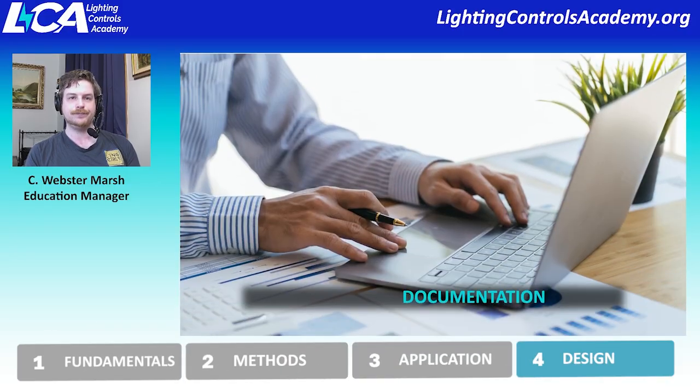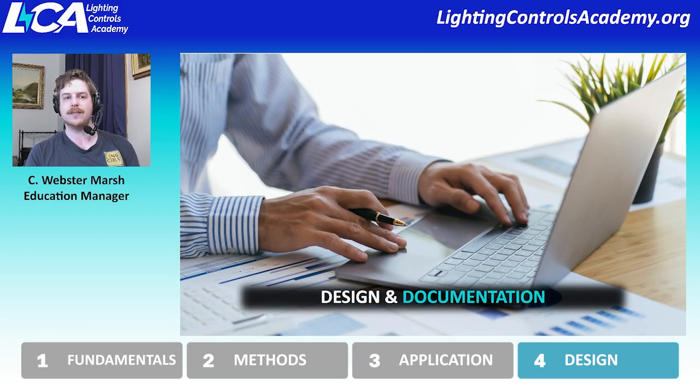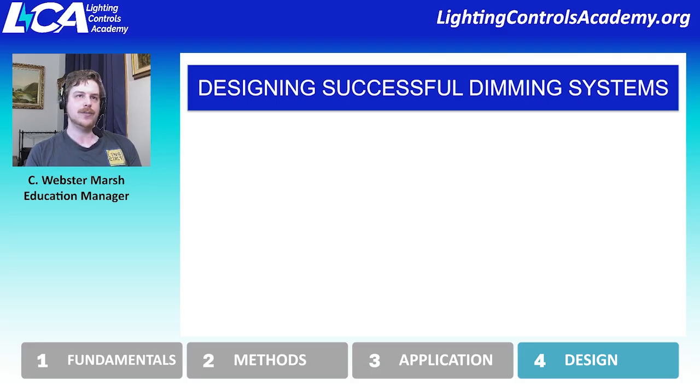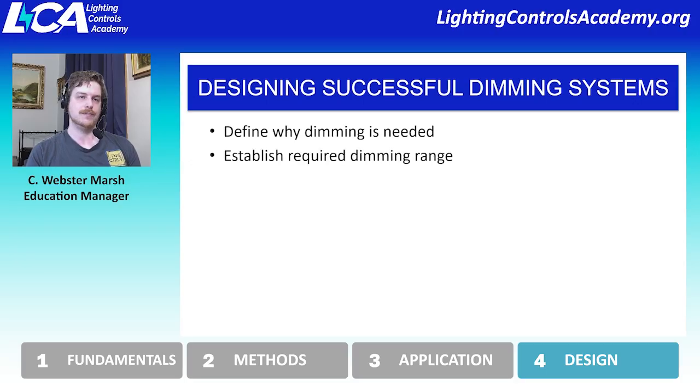All right, so design and documentation. Making sure that we're designing successful dimming systems isn't that tricky, but it's still something that needs thought and care. So the first thing again, define why are we providing dimming for this space? Is it energy code? Is it because the owner wants it? What is the purpose for this? And then establish that dimming range. How low do we need to dim to?